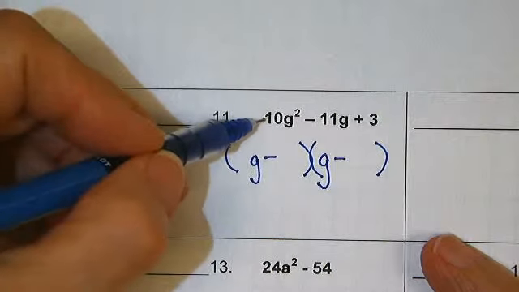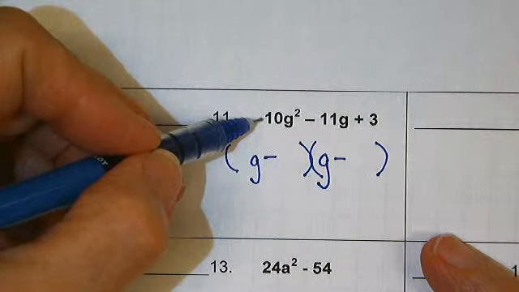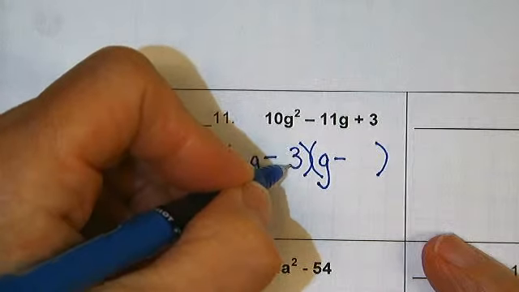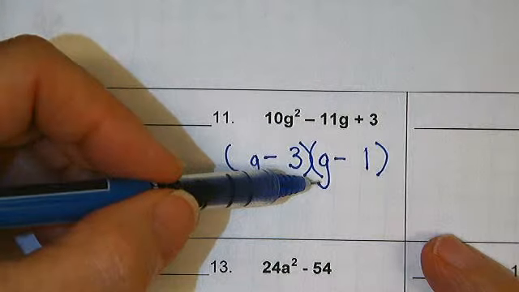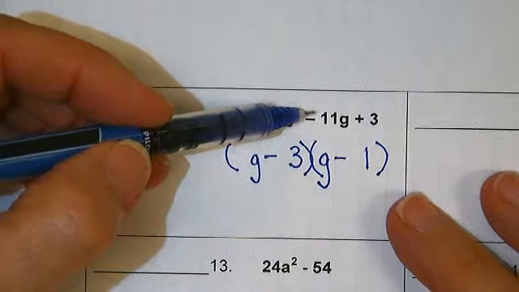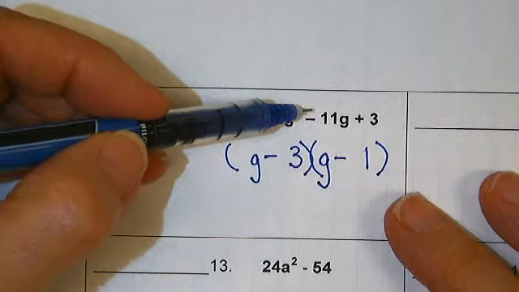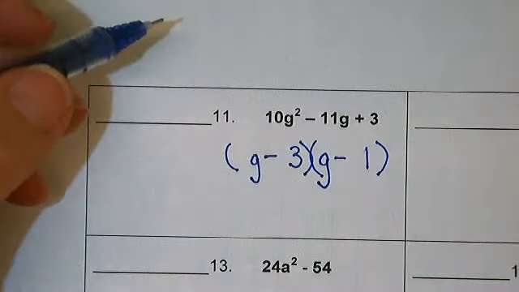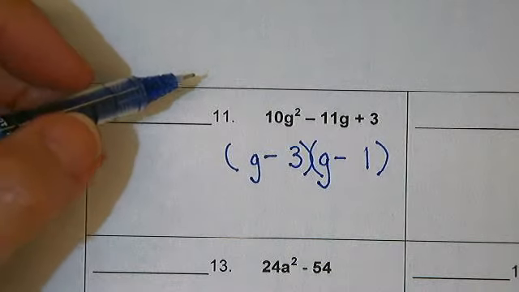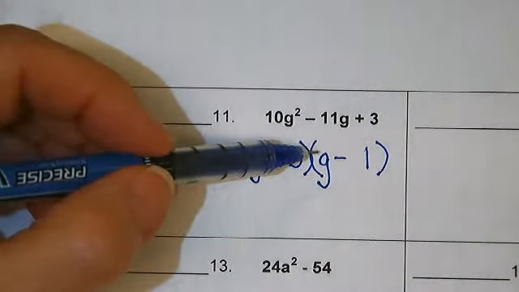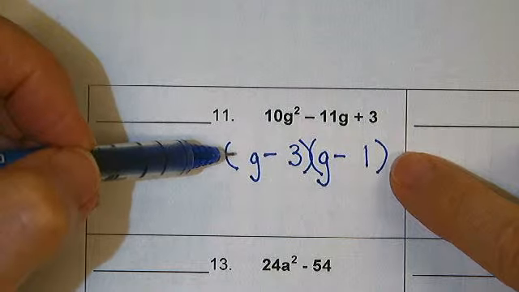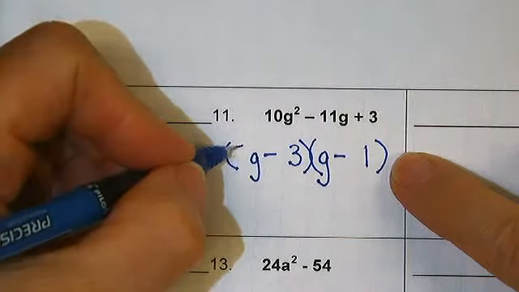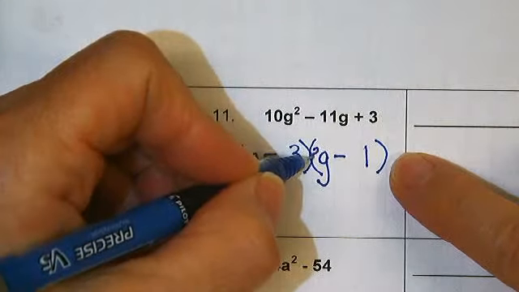Now what do I do with the g? 2 and 5? 1 and 10? Well, I know that I have a 3 and a 1. Negative 3g, negative 8g, so that's probably not going to do it. So let's see, 5 and 2? Let's try 5 and 2.